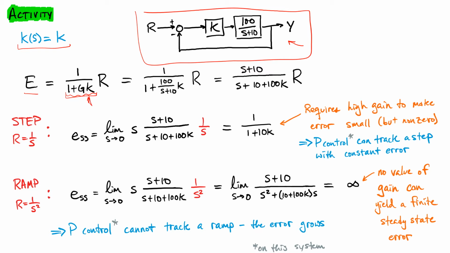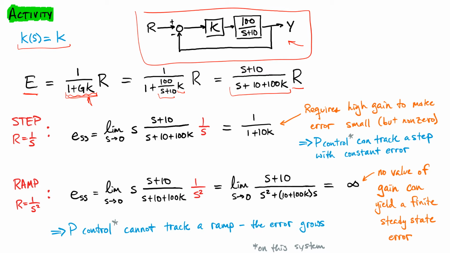So if we take this as our starting point, then we go ahead and plug in G and K. So G is just this value, and K is just a constant K. I'm going to multiply top and bottom by this S plus 10 to yield this as my closed loop transfer function from the reference to the tracking error E. And so now we're going to use the final value theorem in order to analyze 2 different scenarios.